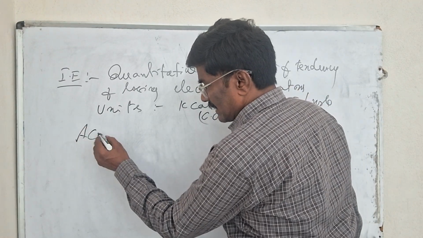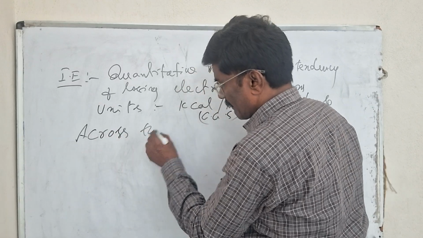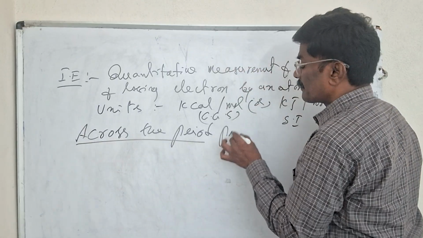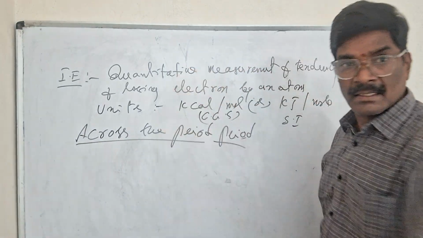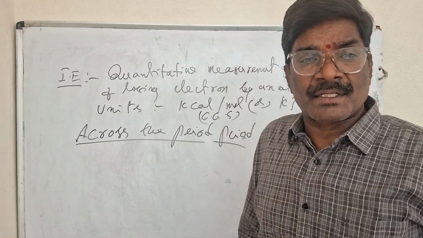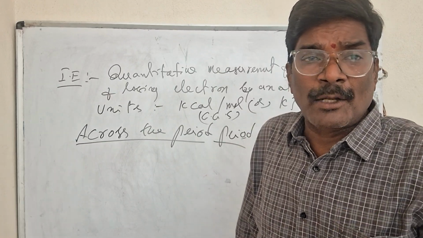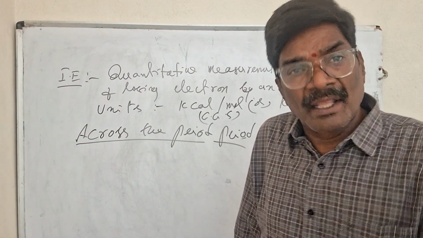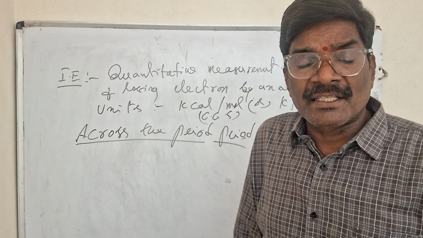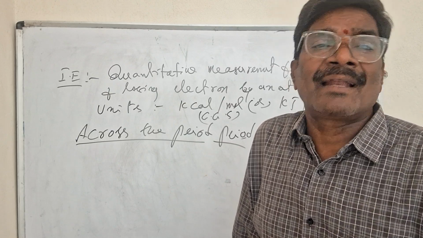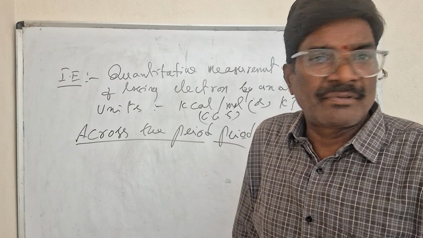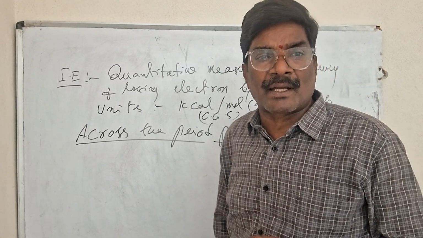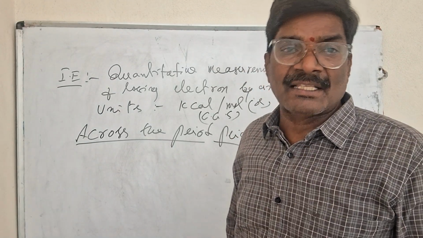Now let us see down the group or across the period. Let us take first across the period. Across the period, means when you go from left to right, what happens? IE value increases or decreases. What is the reason? Or are there any deviations? If there are deviations, we call it a general trend. If there are no deviations, we call it a regular trend. So this word is also very important from a competitive examination point of view.